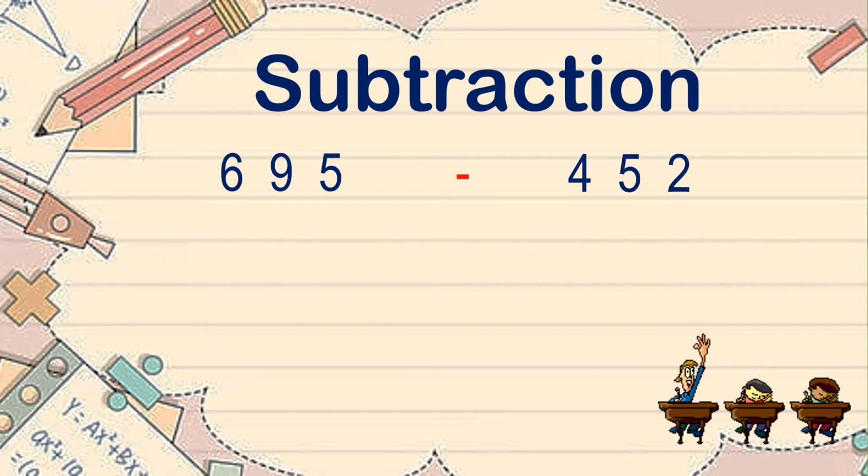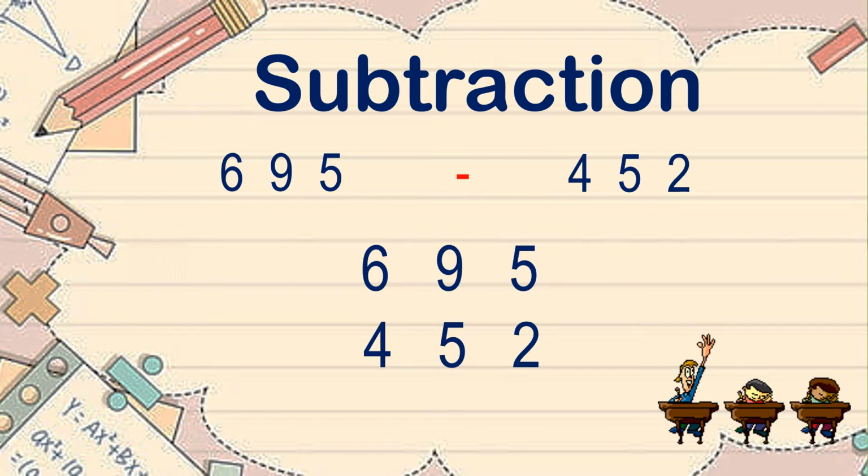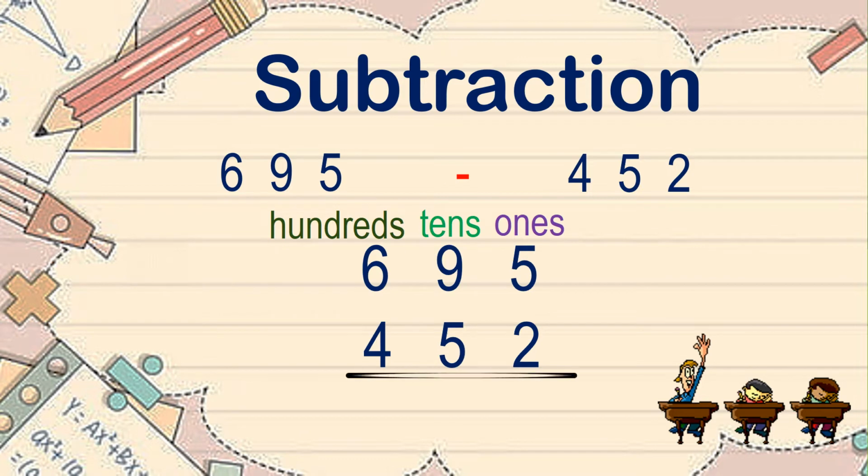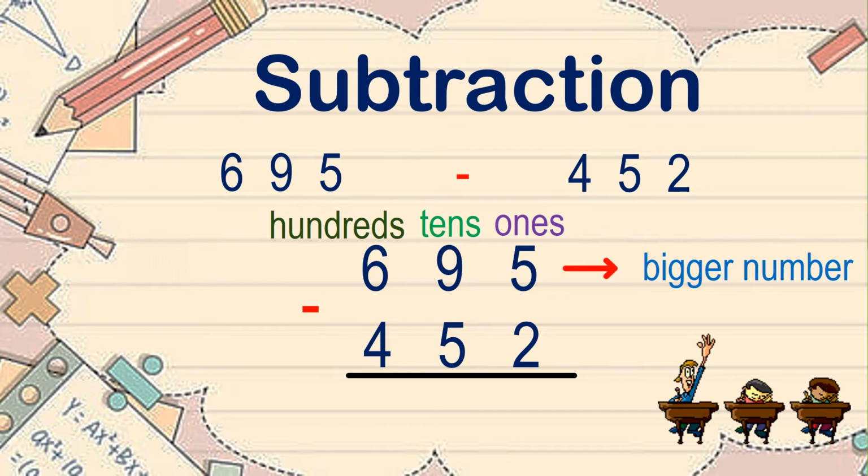The first thing we need to do is to place the digits on top of each other by aligning the digits based on their place values, like the ones place, tens place, and hundreds place. Then, draw a line just below the number and write the minus symbol on the side. Make sure the bigger number goes on the top.